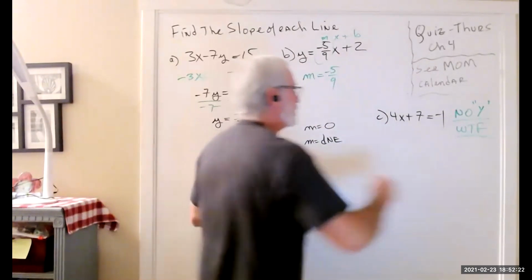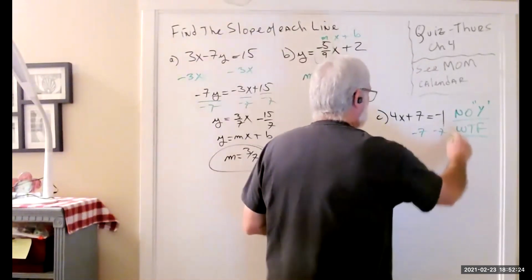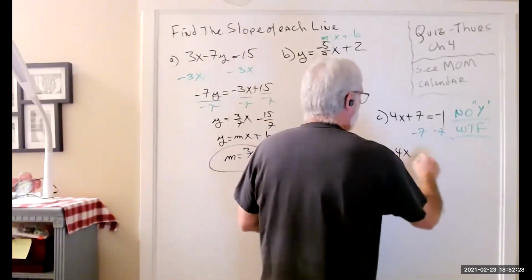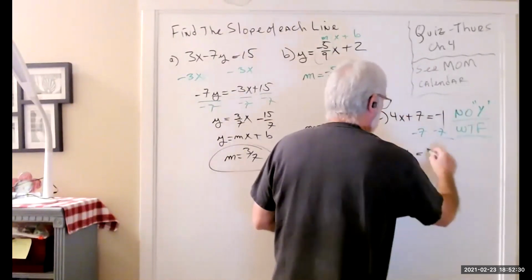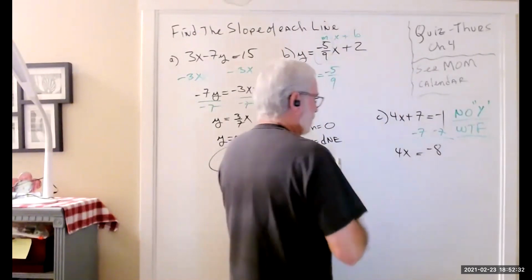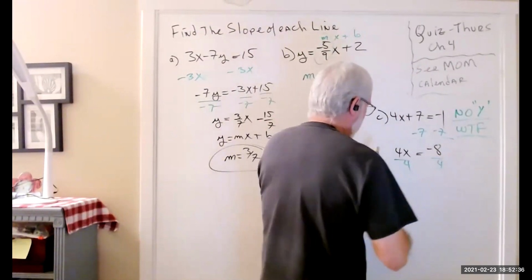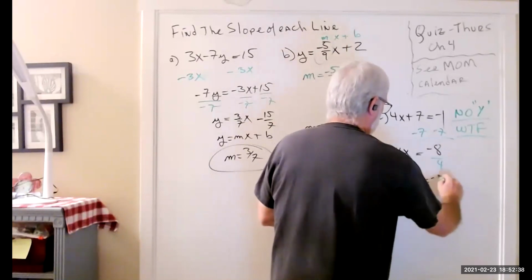So we take 7 away from both sides, and we end up with 4x equals negative 8. Divide by 4, and we get x is negative 2.